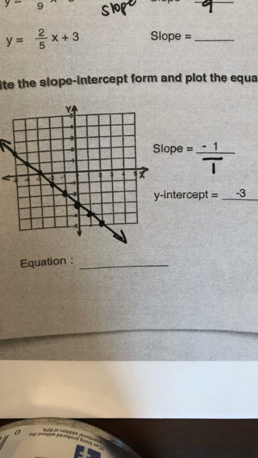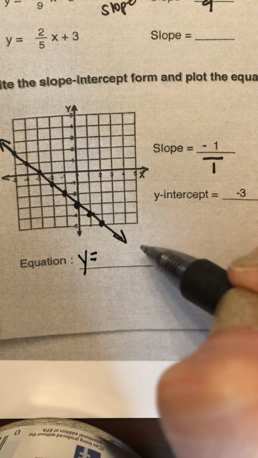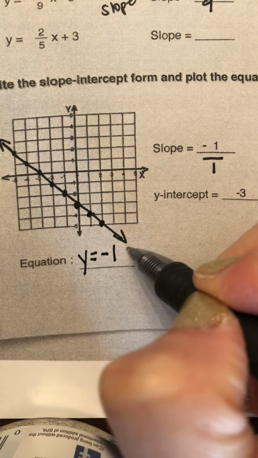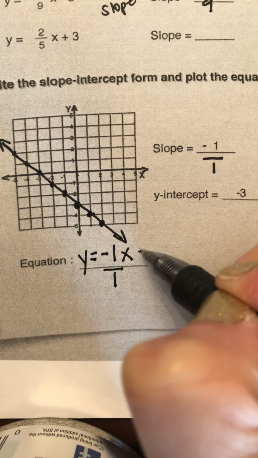All right, and your equation, going by what we've done before, you'll see y equals, and our slope is negative 1x. You could put a 1 under it if you wanted to, and our y-intercept is negative 3.